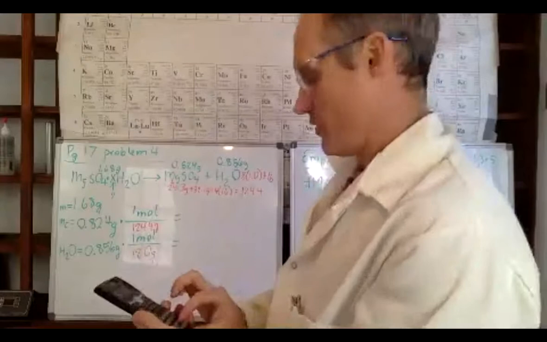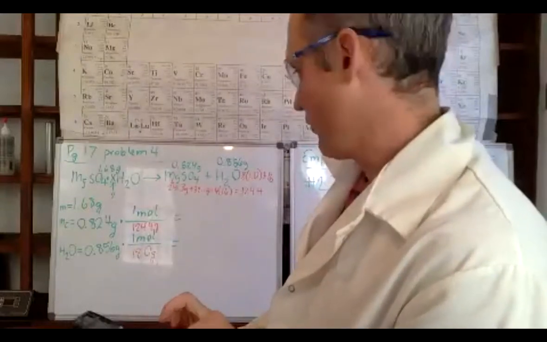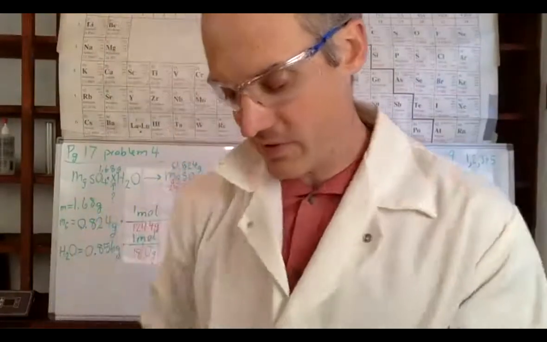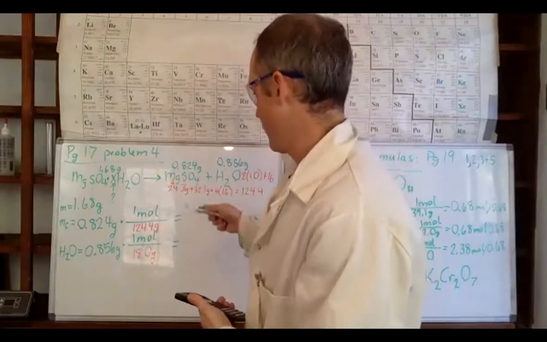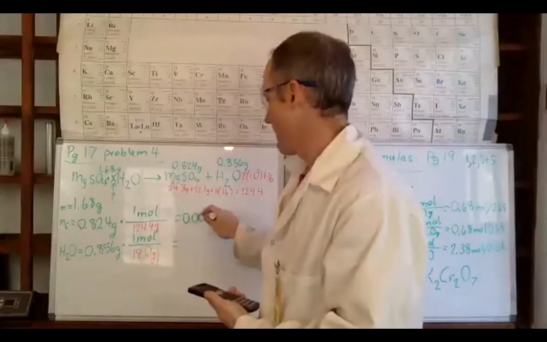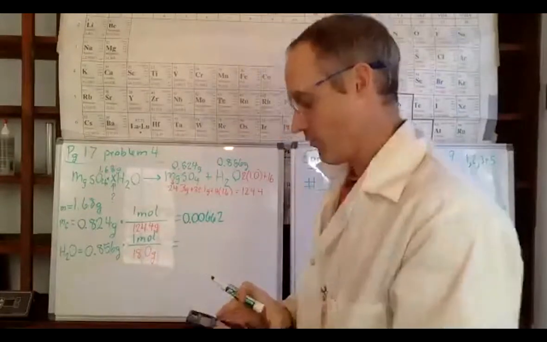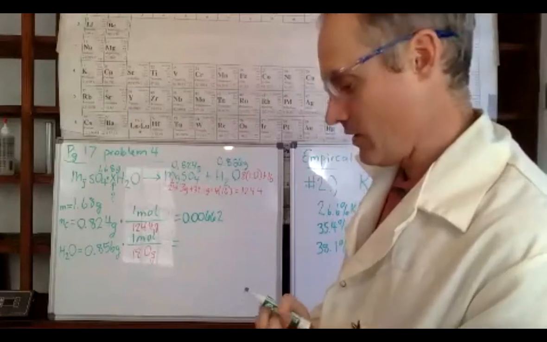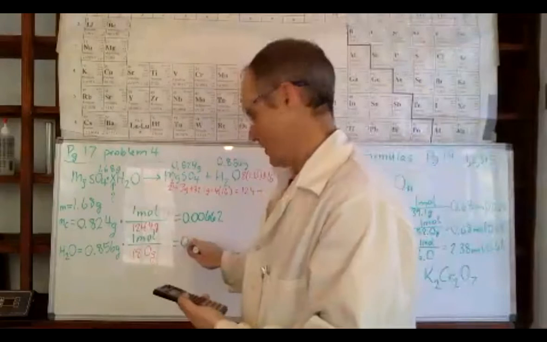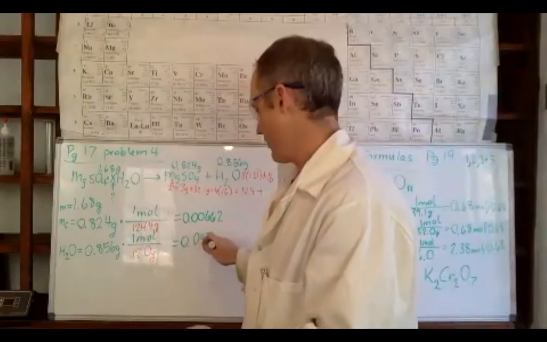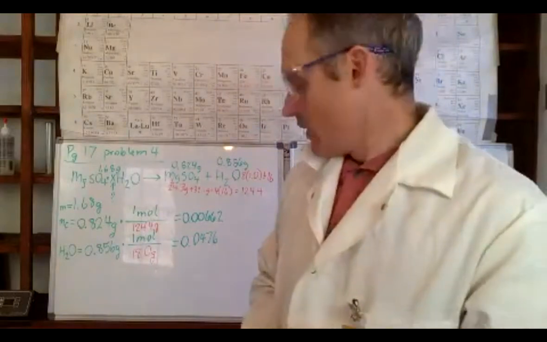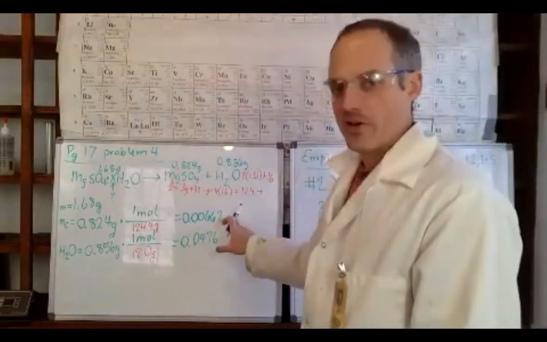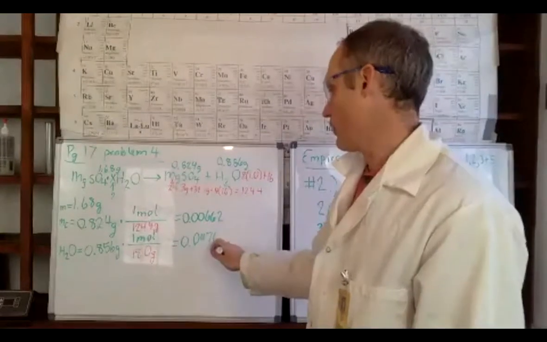All right. Finding moles, we take the 0.824 and divide that by 124.4. We get an amount of moles of 0.00662. And then for our water, 0.856 divided by 18, we get a mole amount of 0.0476. Obviously, this one's way smaller, the 0.00662, so we're going to divide them both by it.